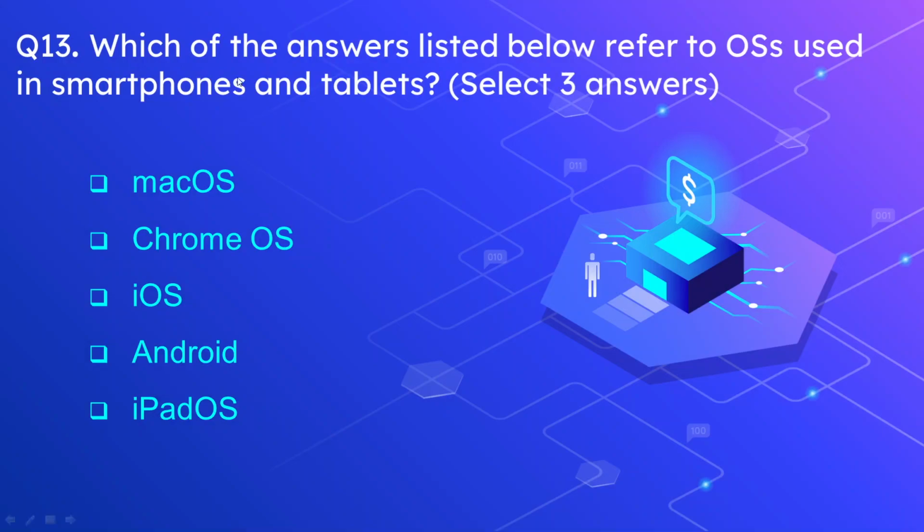Question number 13 is which of the answers listed below refers to operating system used in smartphones and tablets? We have to select three answers, and the options are macOS, Chrome OS, iOS, Android and iPadOS. And again the correct options are iOS, Android and iPadOS. Android is the Google OS for the mobile devices and tablets, while iOS and iPadOS are the Apple operating systems for mobile devices and tablets.